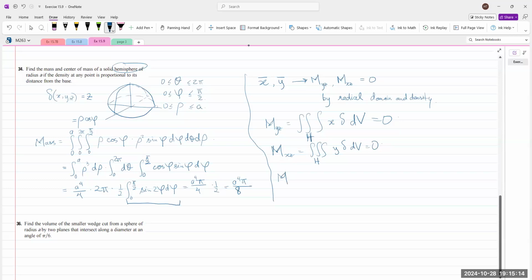Now, the moment with respect to the xy plane is the one that is different. This will be z times density d phi. But the density is also z, right? So we will get z squared d phi. And then you do the substitution, change of variables, and so on and so forth from there. Okay.